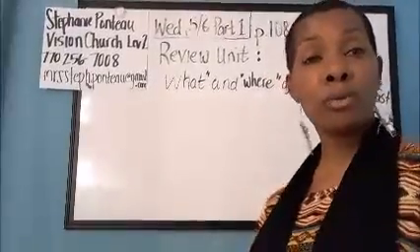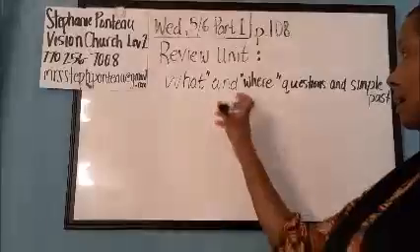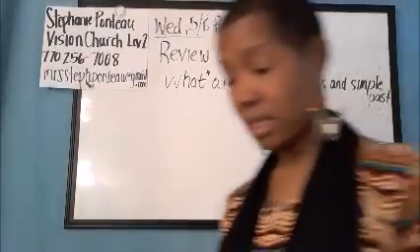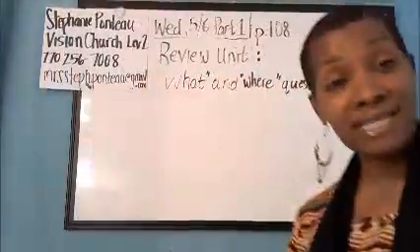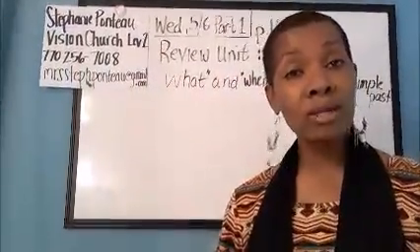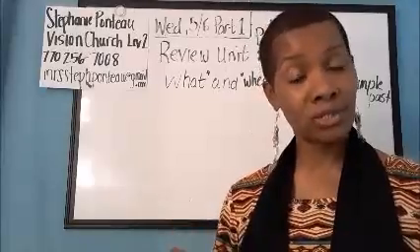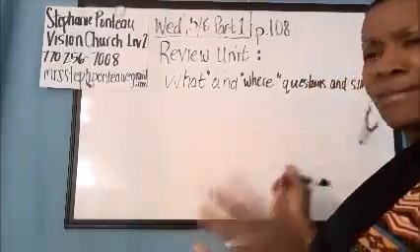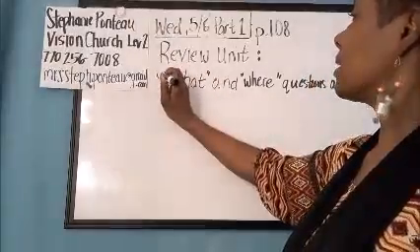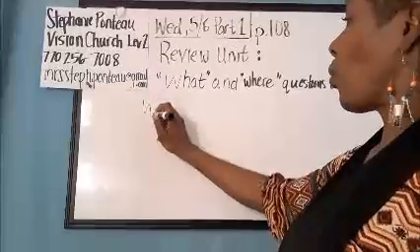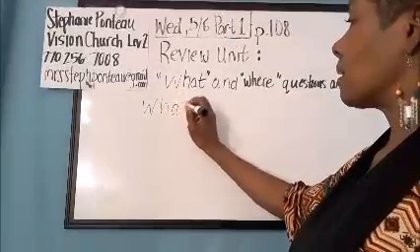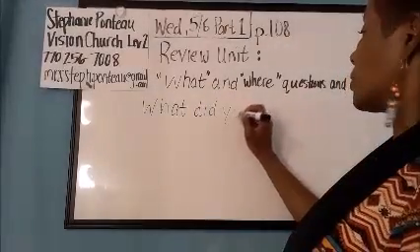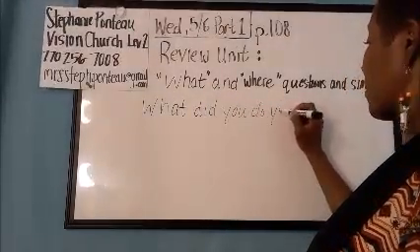Okay, so now we are reviewing what and where questions with the simple past. Okay, now remember what you use to ask questions about activities, and you use where to ask questions about location. So we're just going to do a couple of questions, and I think you probably have this pretty good. So one question would be, what, I got to make sure my verb is the simple past. Did you do yesterday?